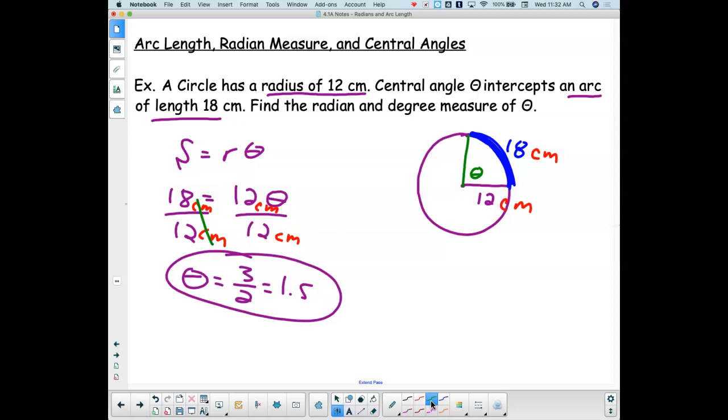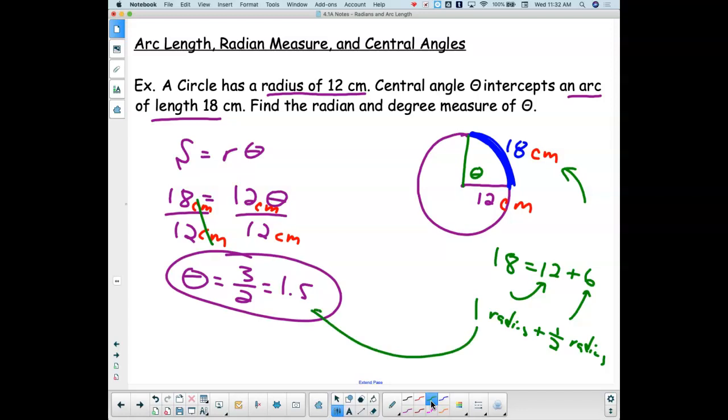Okay, yeah, it's radians. And it makes a whole lot of sense, because if I think about it, 18 is equal to 12 plus 6. 12 is 1 radius. 6 is half of a radius in this case, because it's half of 12. So that would give me 1 plus a half, which would give me 1.5. Oh, that makes a whole lot of sense. Isn't it good when things make sense and you understand? You're like, oh, that's pretty cool. I think it's pretty cool too.